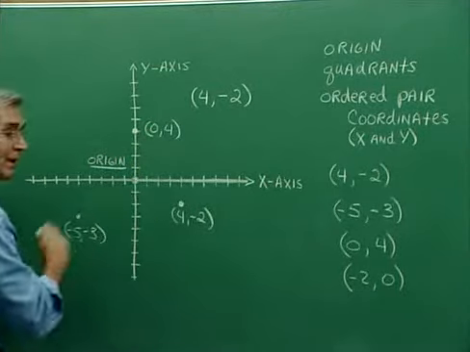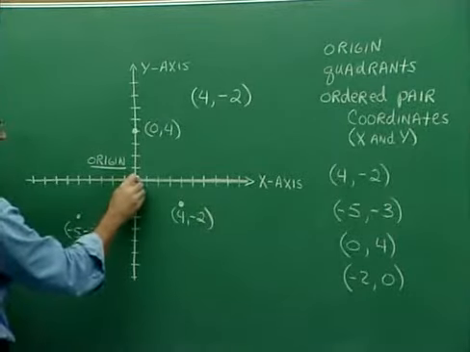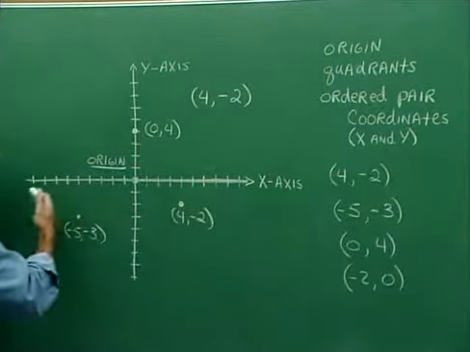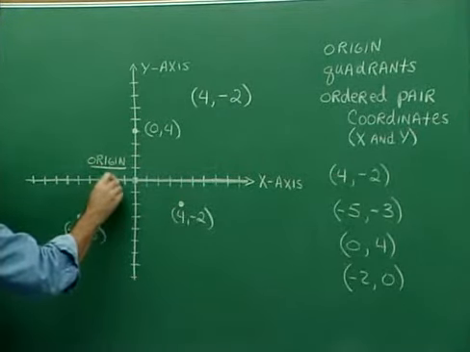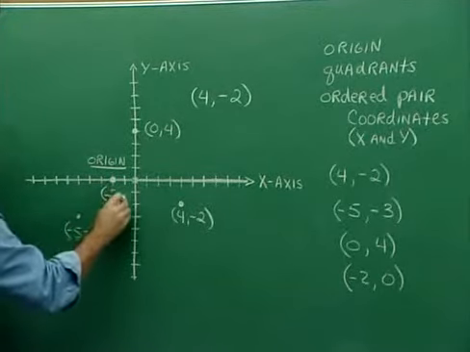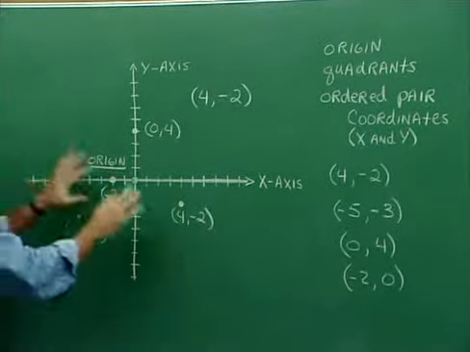And one more, the point (-2, 0). -2 means to the left 2. You see, the horizontal distance, -2 means to the left 2. And then 0 means no distance up and down. This is the point (-2, 0). Okay, so we're graphing now.